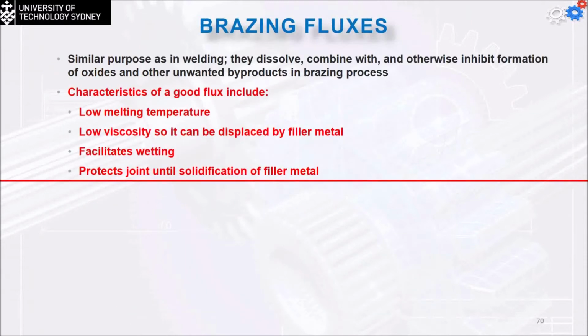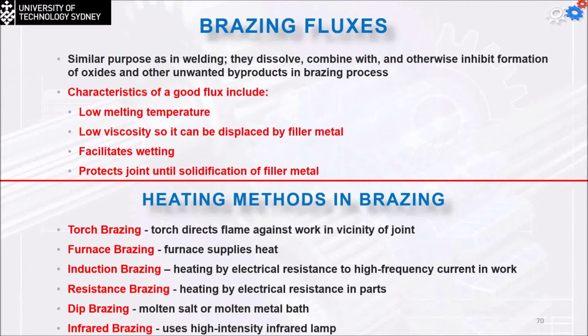As for the fluxes we can use for brazing, once again, because we have high temperature, we have the danger of oxidation, so we need to use fluxes. They serve similar purposes as in welding: they dissolve, combine with, and otherwise inhibit formation of oxides and other unwanted byproducts in the brazing process. To have a good flux in brazing, we should have a low melting temperature for the flux, and low viscosity so it can be displaced by the filler metal. It facilitates the wetting process and protects the joints until solidification of the filler metal occurs.